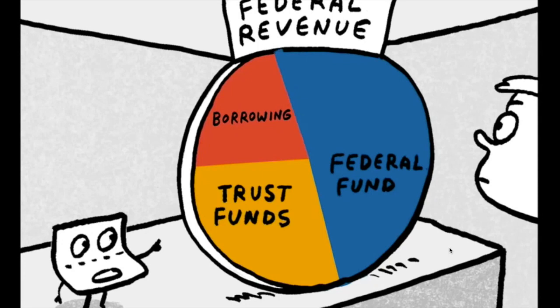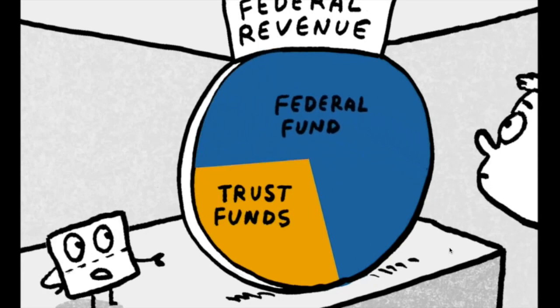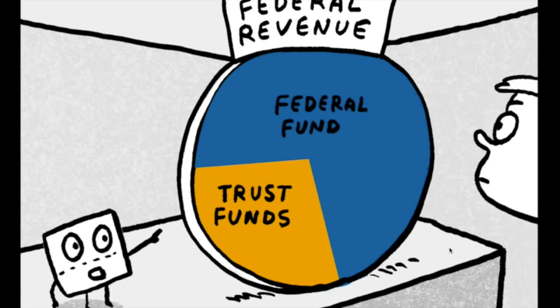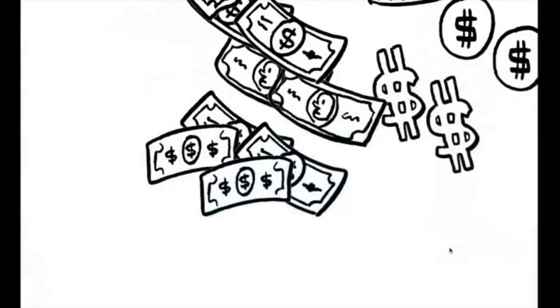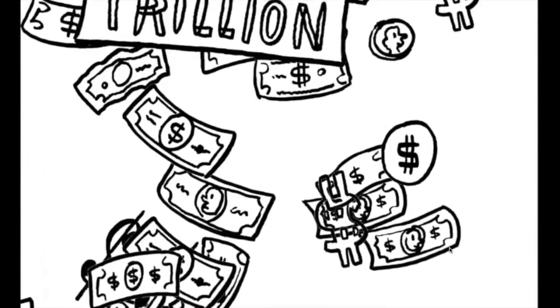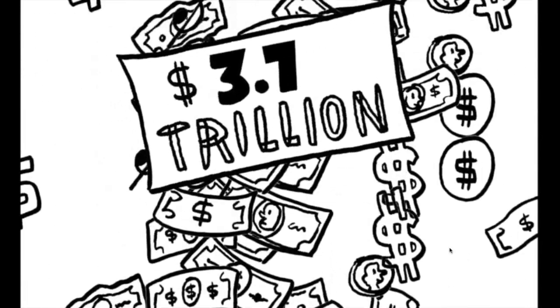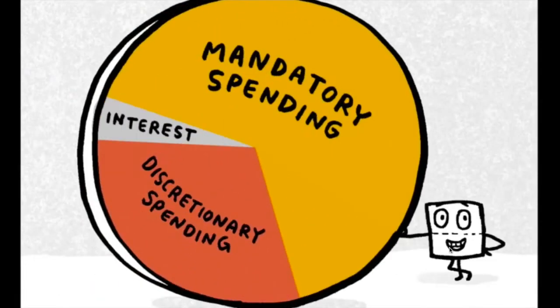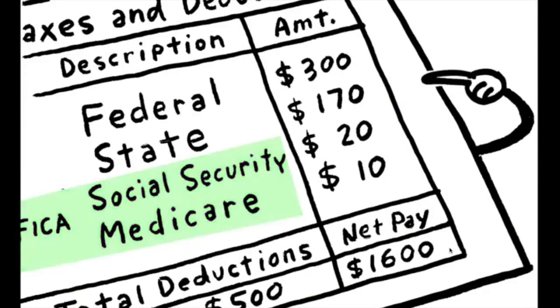Borrowed money contributes to the federal fund as well. That's the government's income in a nutshell. But what does all that money buy? Now, my friend, that's the trillion-dollar question. In 2013, the government will spend more than $3.7 trillion broken out into 3 chunks: mandatory, discretionary, and interest on our national debt. Remember those FICA taxes you paid?